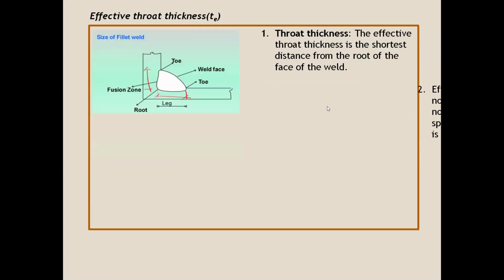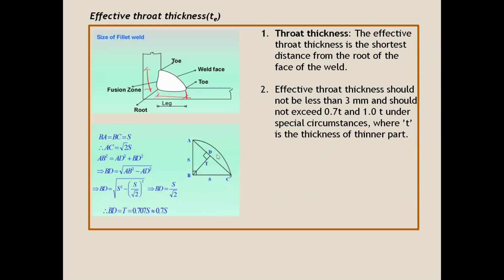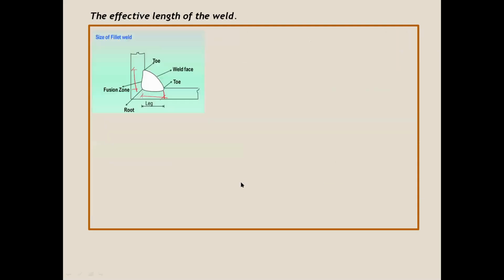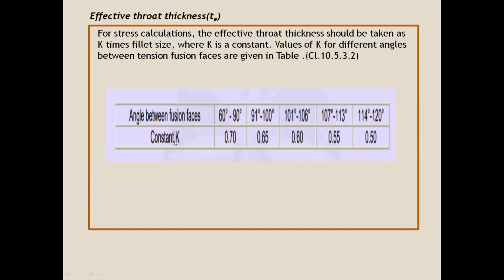Okay, and explain the effective throat thickness t. You have to calculate t equal to 0.707 s. Yes, you have to apply the Pythagoras theorem to derive this formula. Finally, you have to maintain the angle between 60 and 120 degrees. The effective throat thickness values are also given for 60 to 120 degrees. You have to take a constant K value.